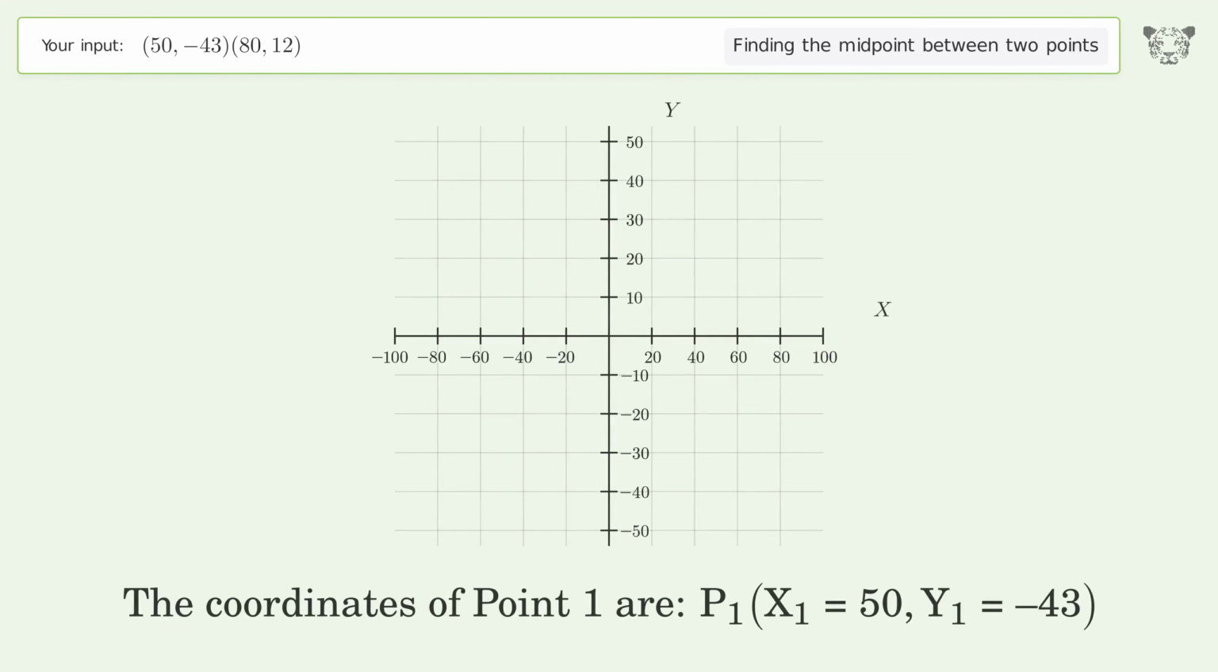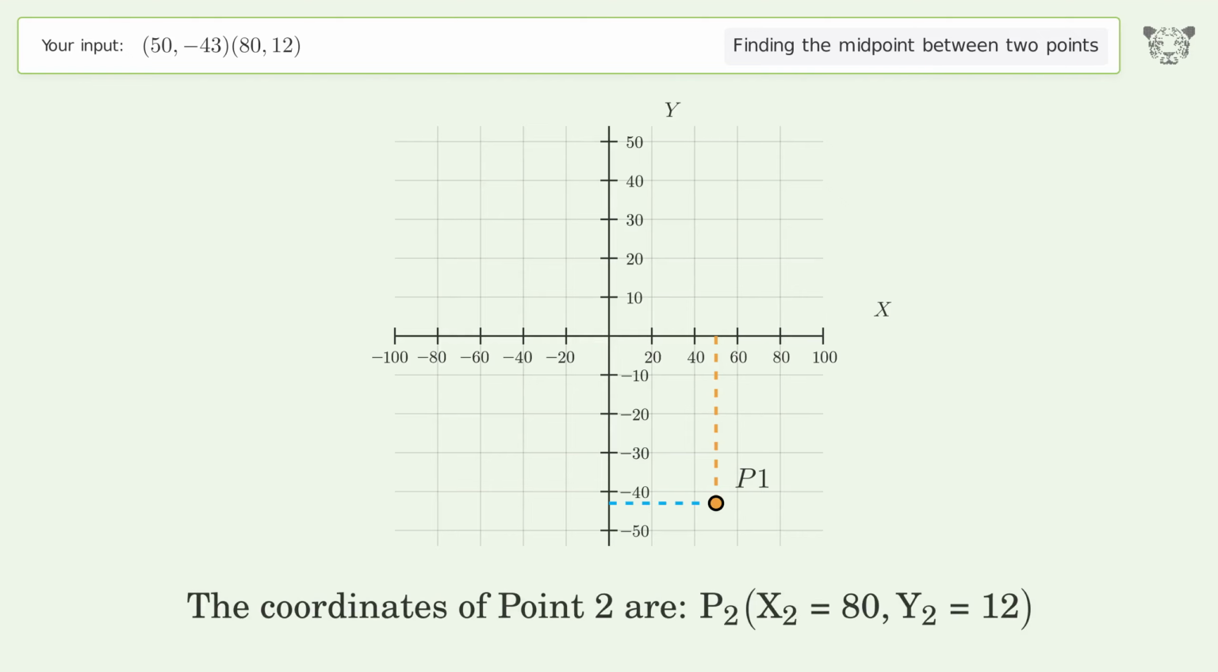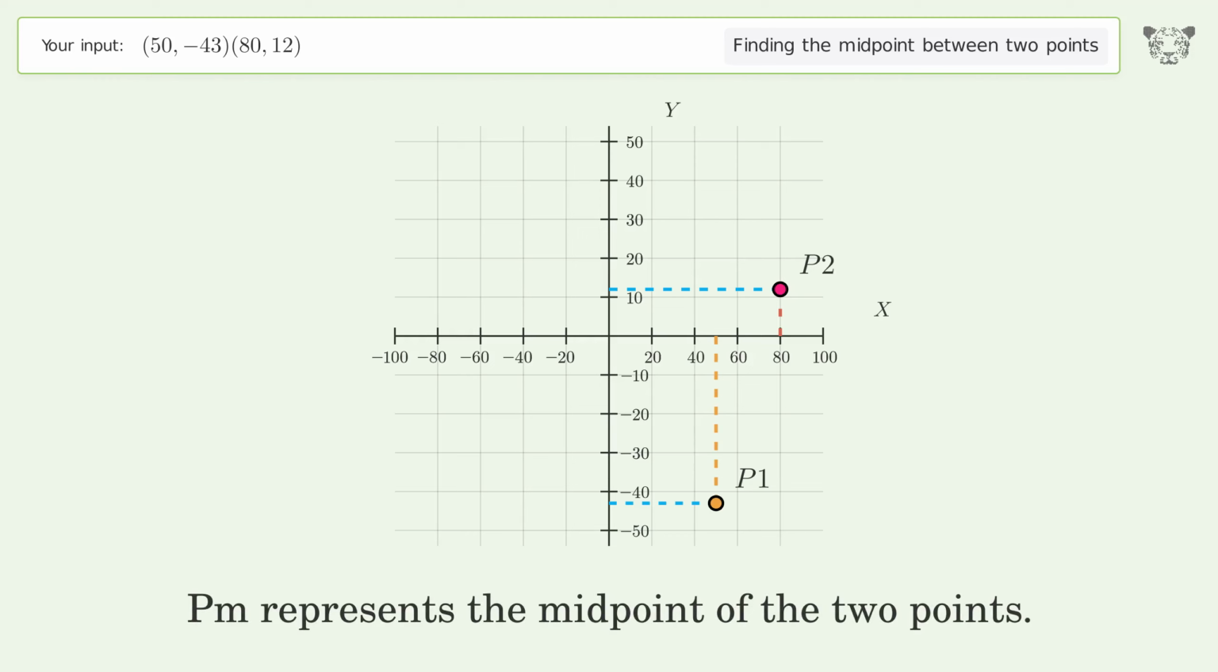The coordinates of point 1 are, x1 equals 50, y1 equals negative 43. The coordinates of point 2 are, x2 equals 80, y2 equals 12. PM represents the midpoint of the 2 points.